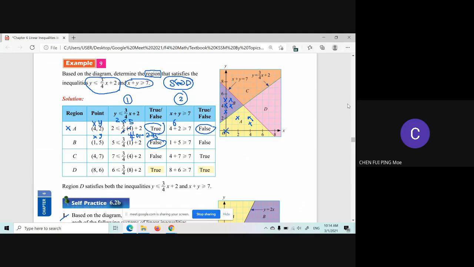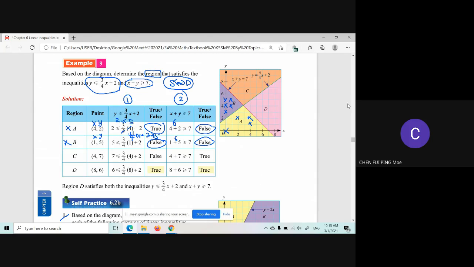And then you substitute again. x is 1, y is 5. So 1 plus 5 greater than or equal to 7. So this one, 6 greater than or equal to 7, also false. Meaning that B also is not the answer that satisfies both inequalities.